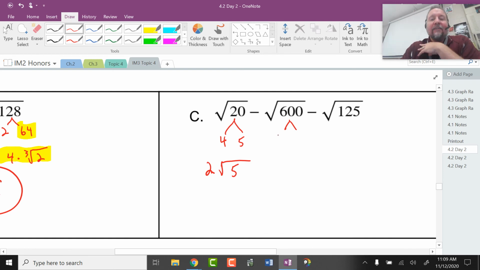Oh, you're making that tough. I think 6 times what? What's the square root of 100? 6 is 2 times 3, so nothing in there. What about 125? Since it's a square root. What does this become?